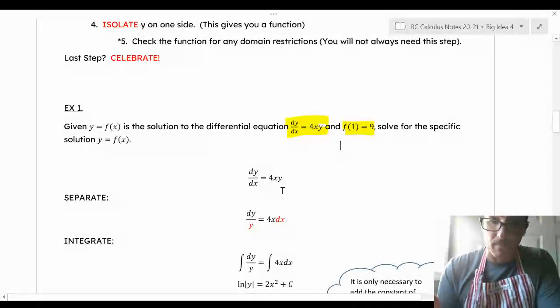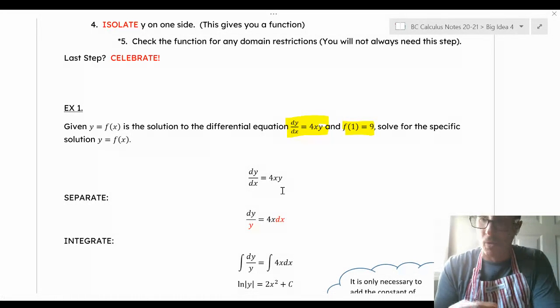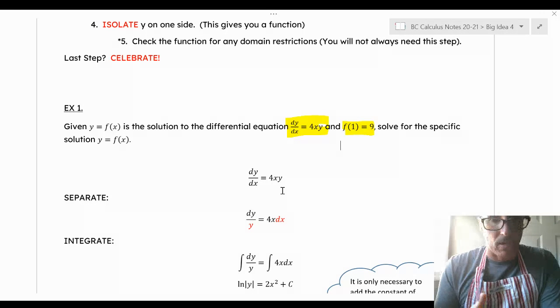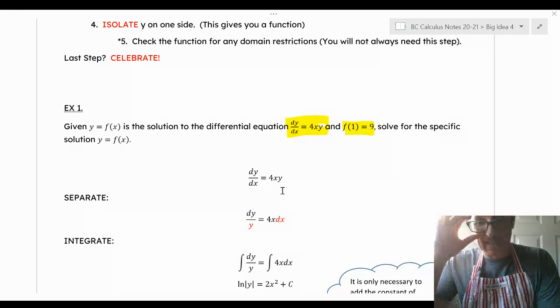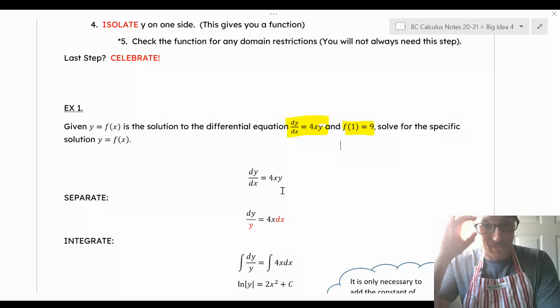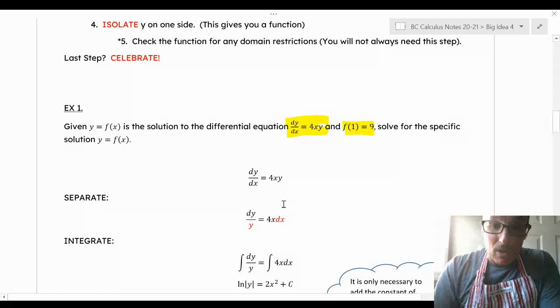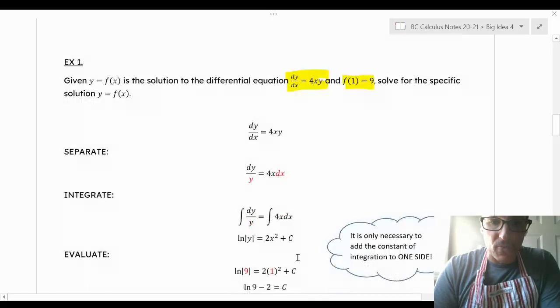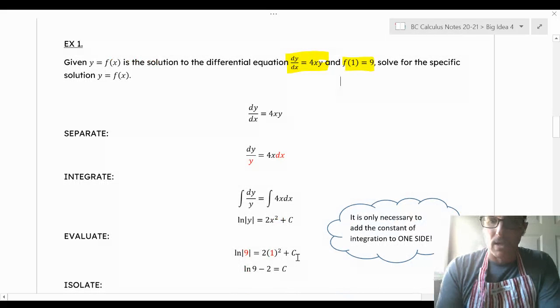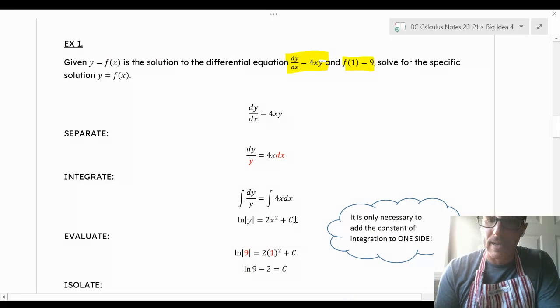Now we can integrate, because you need that little differential dy and dx in order to integrate. We talked about that last big idea. If you need a little refresher, just go watch some videos. So the integral of dy over y and the integral of 4x dx, well, that's the natural log of the absolute value of y, and then 2x squared plus a constant c.